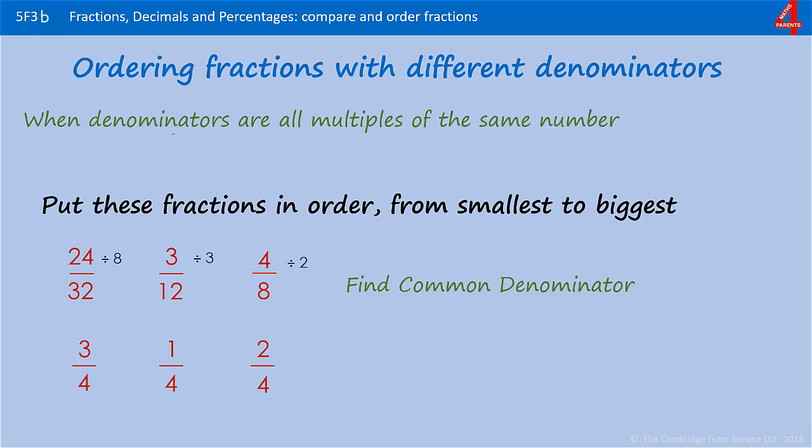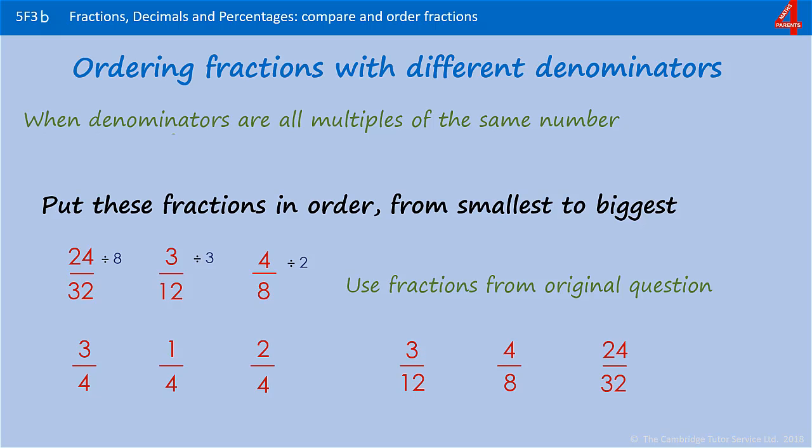Now we can see the order that they're in, but remember, it's the ones at the top that you're going to write in your answer. 1/4 goes with 3/12, so that's the one that you'll write first. 2/4, so that means 4/8 will come next, and finally 3/4, which was 24 over 32.